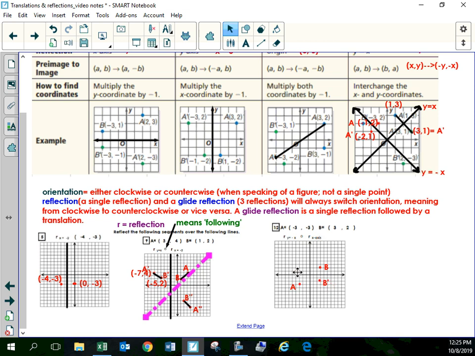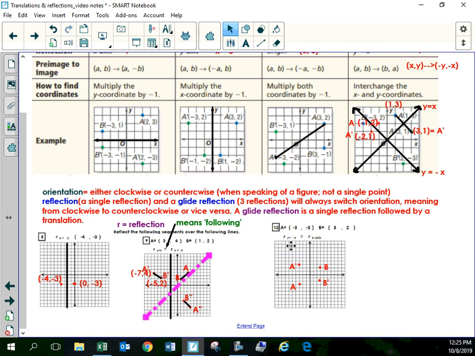And reflect this over the x-axis. So just count up. All I'm doing is counting. 1, 2, 3. So I got to go up 3 more. 1, 2, 3. Right there. A prime. Because that's my first reflection, so it's a single prime.